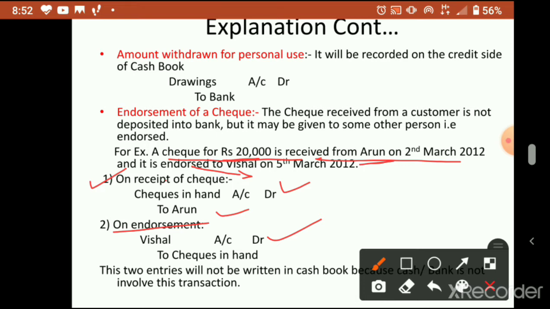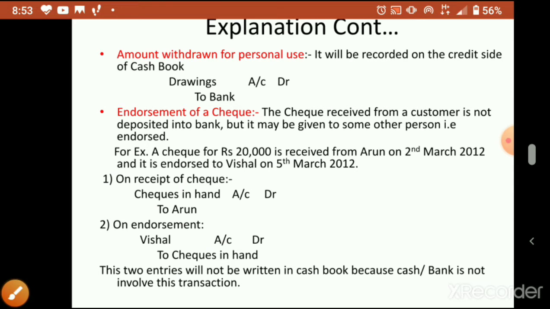Vishal is the endorsee. The person who gives the check is known as the endorser, and the person who receives the check is known as the endorsee. So who received the check? Vishal. So Vishal account debit, credit check in hand. This check in hand debit and this check in hand credit got cancelled. Now the check is with Vishal. These two entries will not be written in the cash book because cash and bank are not involved.